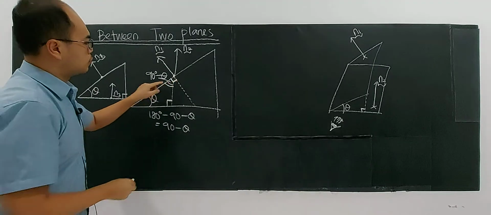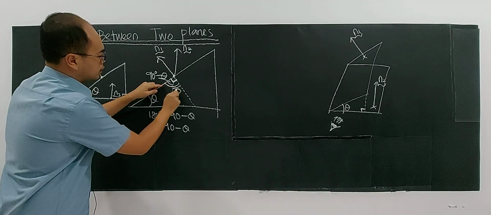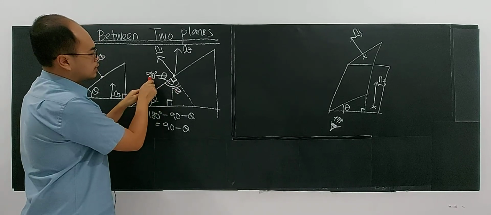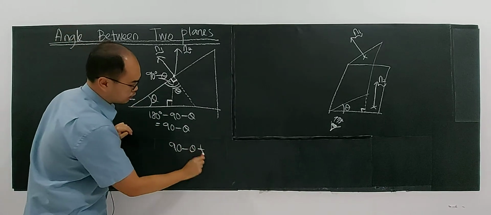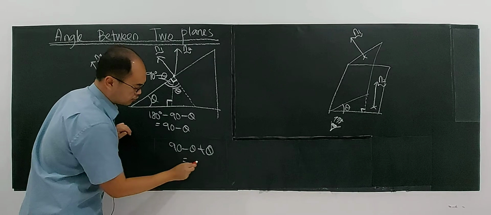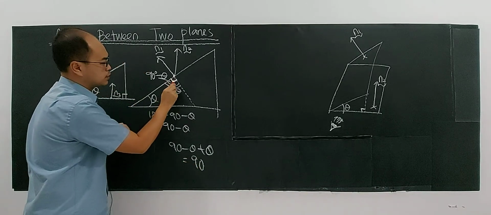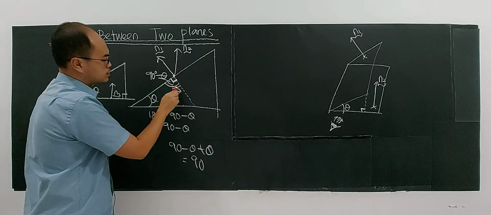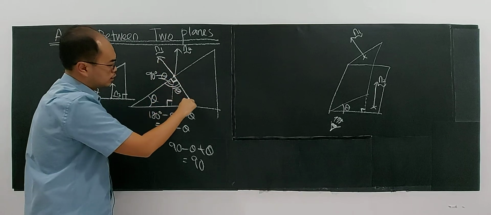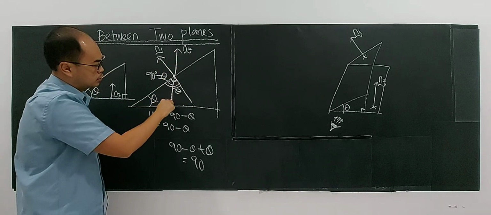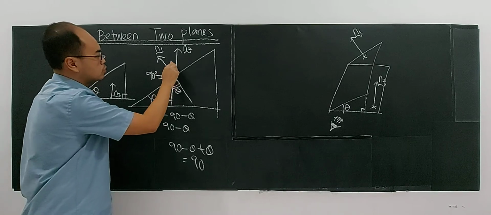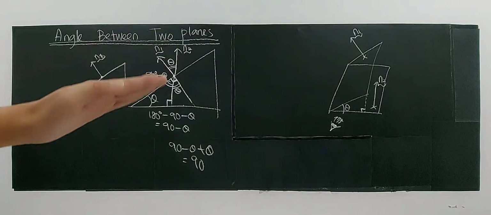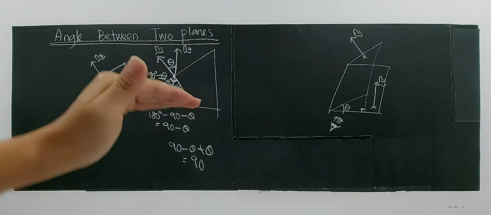That's why here you have 90 minus theta, and the total of these two will be 90. So this must be theta, because 90 minus theta plus theta gives 90. These two sum up to 90 degrees. Based on the geometry concept of opposite angles, if I extend these two lines and this is theta, the opposite angle will also be theta. So this is the proof: the angle between the two planes is actually the angle between the two normals.